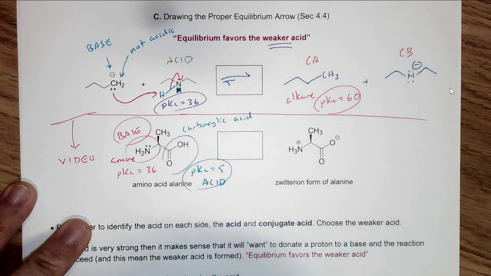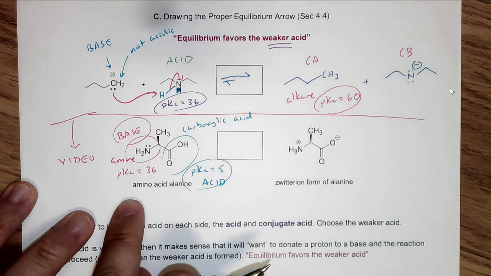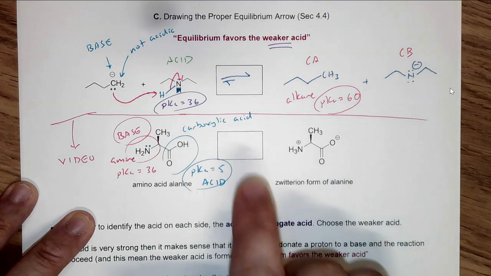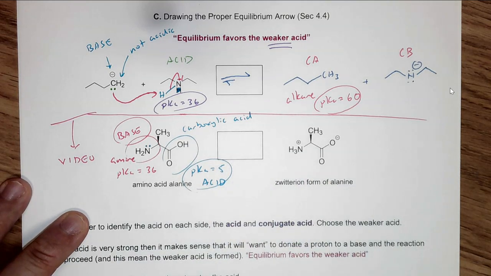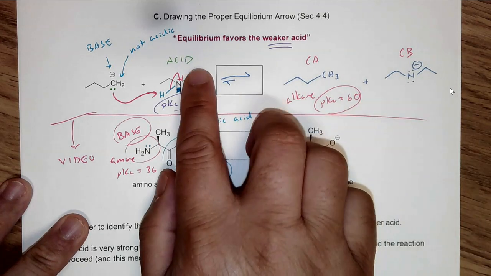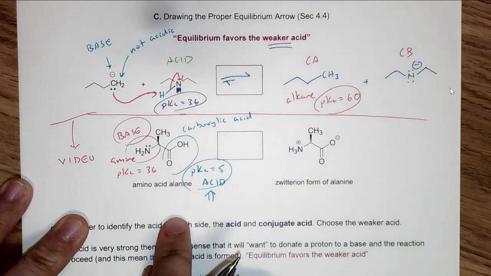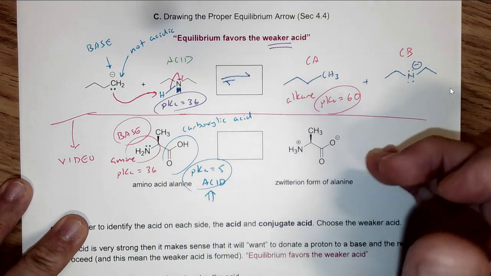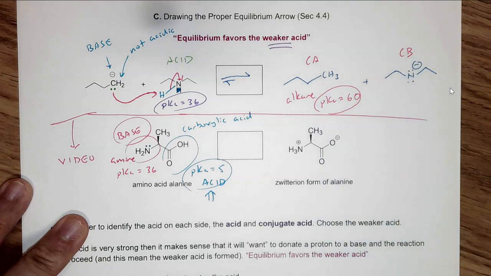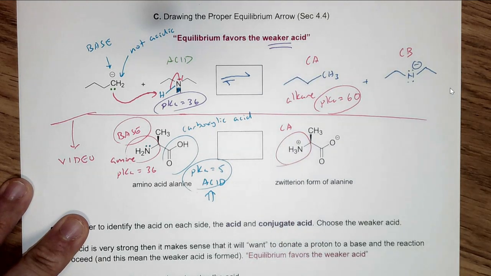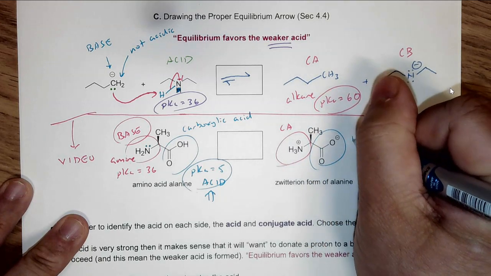Okay, I'm not going to draw the mechanism. Like I said, you would have to draw another alanine to show the proton transfer. But we do have an empty box for the equilibrium. How do we do that? Equilibrium favors the weaker acid. So here I have the acid on the left. What would I consider the acid on the right side of the equation to be? Well, here's your base, and your base becomes the conjugate acid. And here we have the conjugate base.